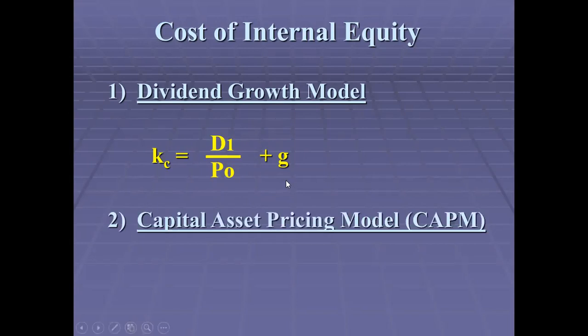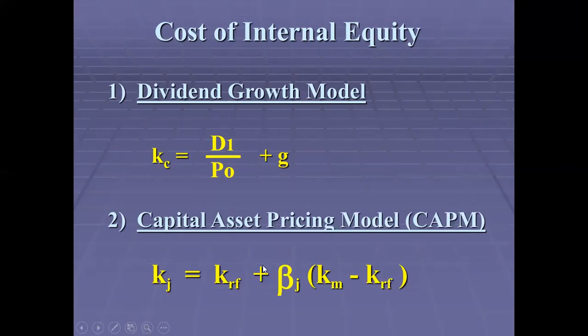The second one uses the capital asset pricing model, or CAPM. This is the equation of the capital asset pricing model. Kj is the cost of capital j, and Krf is the risk-free rate, plus the expected rate of return.